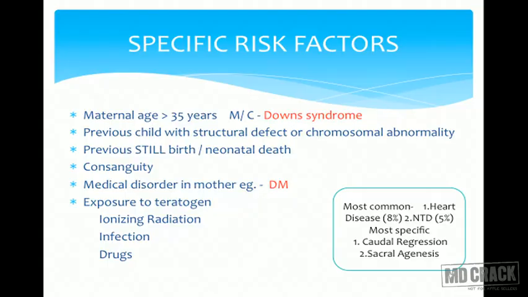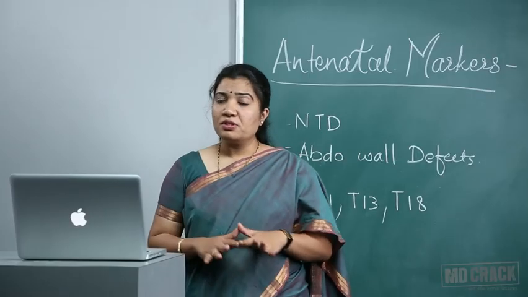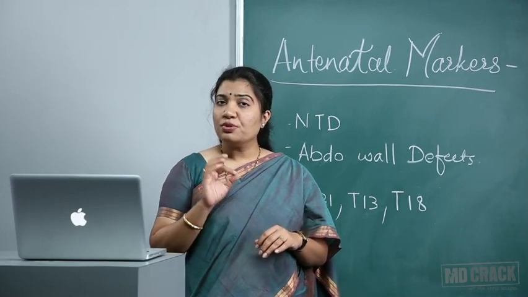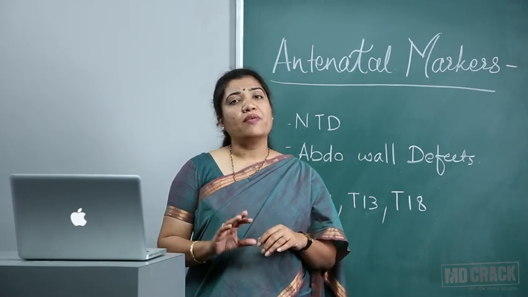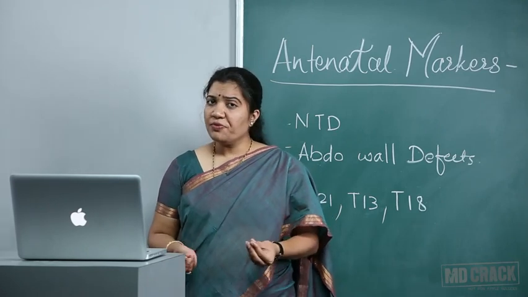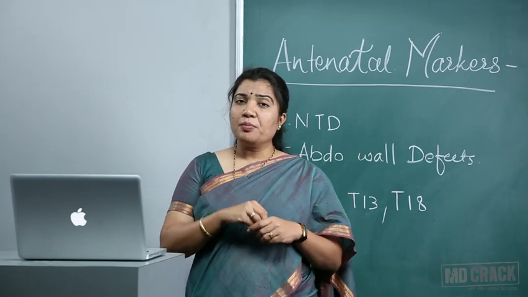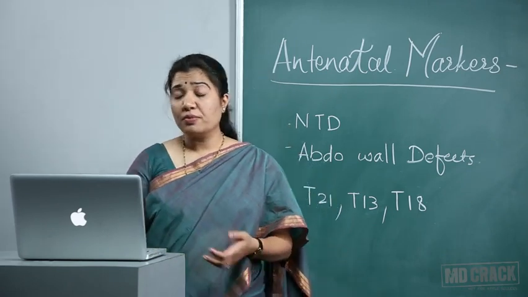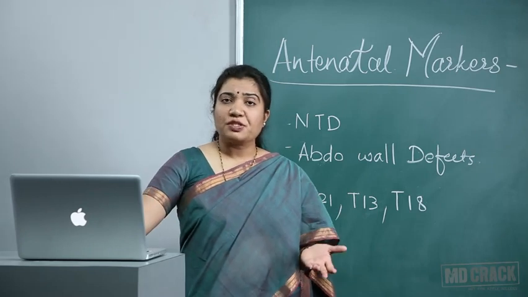Again, exposure to teratogens, ionizing radiation, viral infections, many drugs like thalidomide will lead to structural abnormalities. And irrespective of this, every patient who conceives has 2 to 3% chances of having a structurally or chromosomally abnormal child. Some defects take place at the time of conception. We cannot predict them and that patient may not have any risk factor.